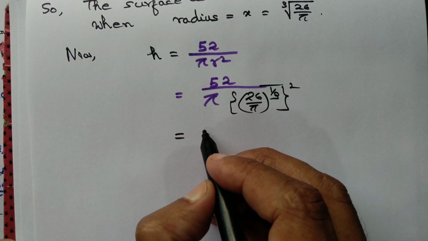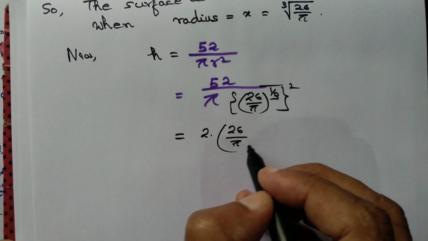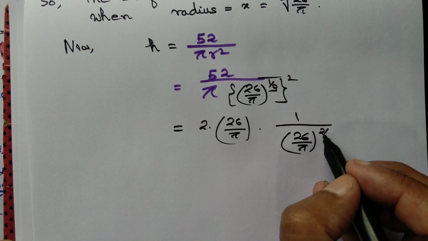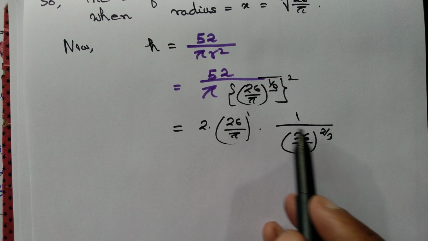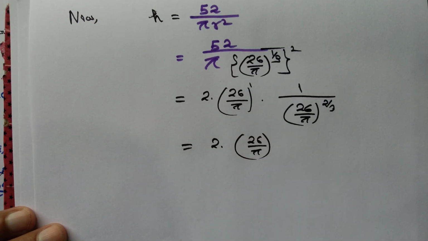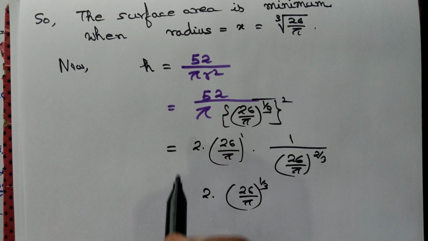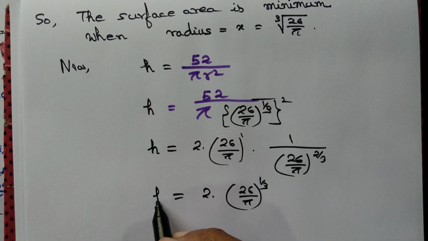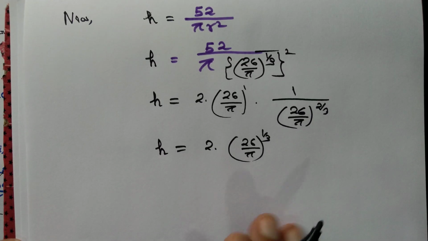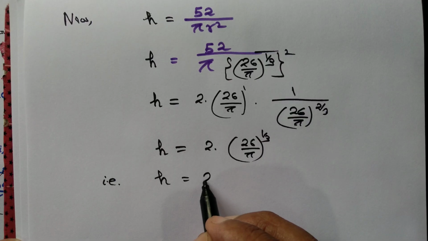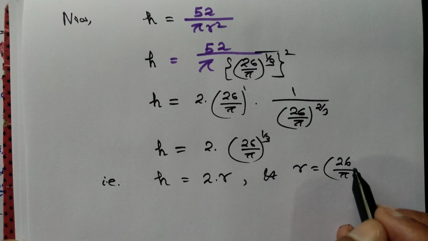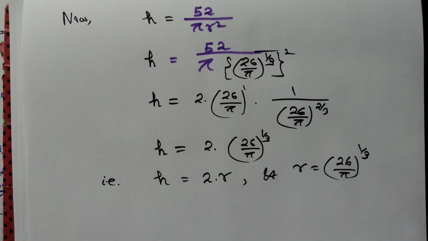Okay, now 52 by pi can be written as 2 times 26 by pi, and 1 by 26 by pi to the power 2/3. You see, by law of indices we can simply subtract these powers, and this is equal to 2 times 26 by pi to the power 1 minus 2/3, that's 1/3. So height must be equal to 2 times 26 by pi to the power 1/3, and radius equal to 26 by pi to the power 1/3. That is, we need h equal to 2 times r, and r equal to 26 by pi to the power 1/3. If we got this, then we are minimizing the surface area.